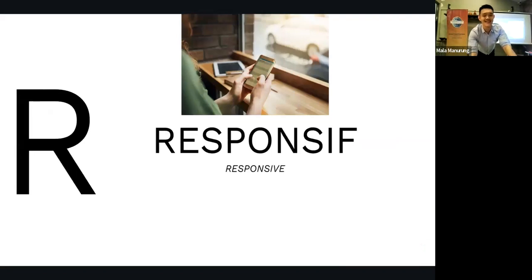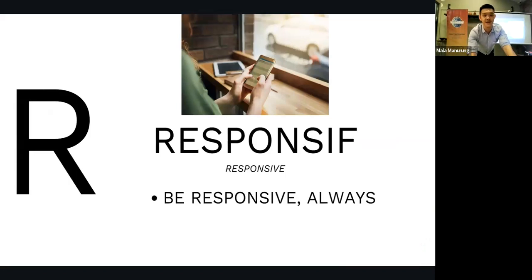And then the next is R, responsive. Responsive means that we reply and try to assist with whatever they ask and whatever they need to know further. We always give a response.